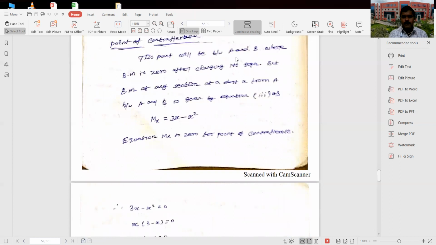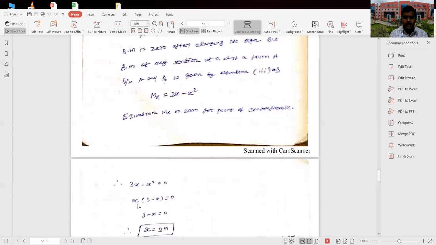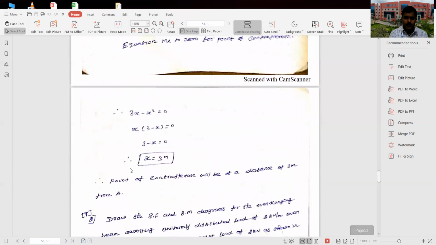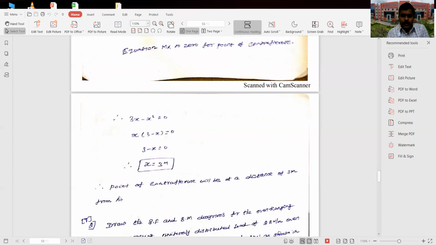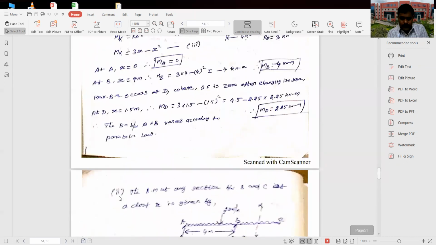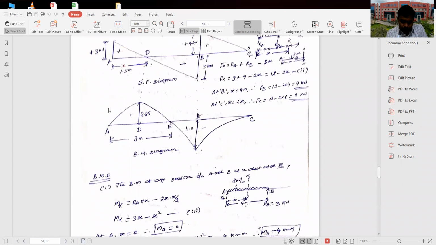The point will be between A and B where the bending moment is 0 after it changes its sign. The bending moment at any section at a distance of x from A between A and B is given by the equation: moment at x equal to 3x minus x square. Therefore, if you substitute 3x minus x square equal to 0, you will get x equal to 3 meter. So x equal to 3 meter is the point of contraflexure. Therefore, the point of contraflexure will be at a distance of 3 meter from point A, which can be denoted as capital E. Here you can see, at a distance of 3 meter from point A, the bending moment is changing sign from positive to negative, passing through 0. This point E is called the point of contraflexure.